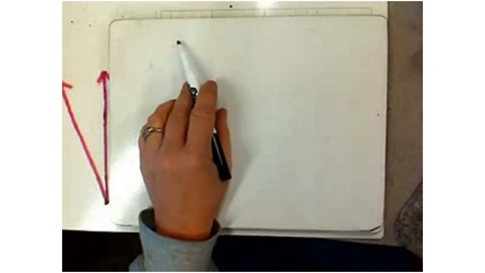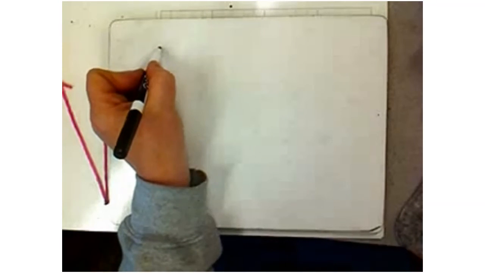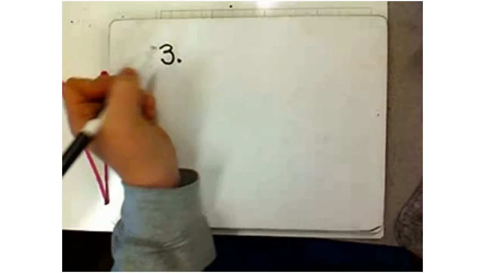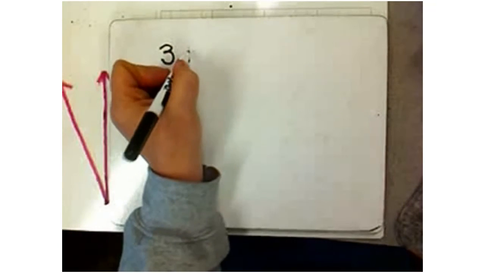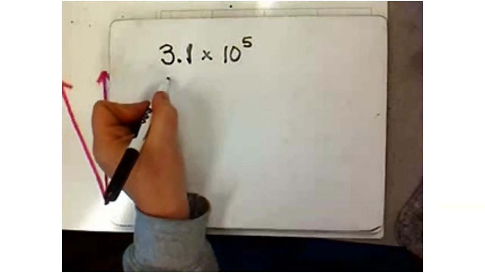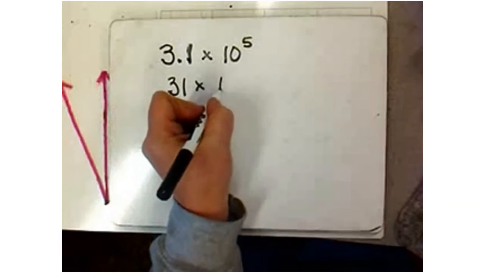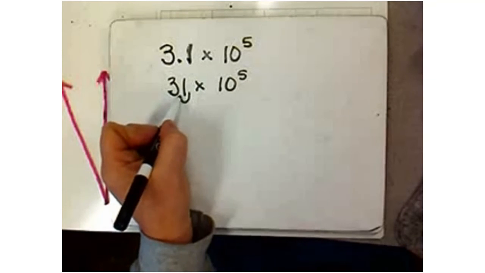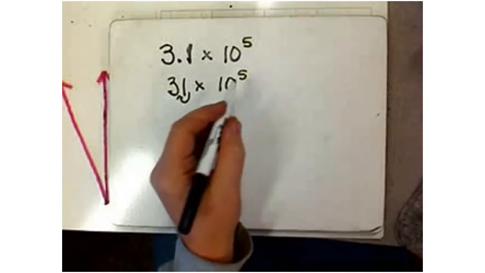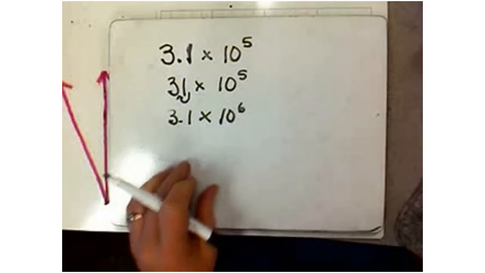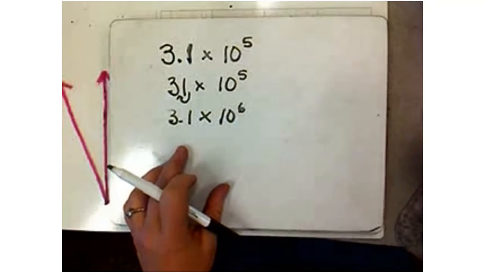You'll need to do scientific notation. Just remember that scientific notation always needs to end up with only one digit in the ones place. So like 3.1 times 10 to the fifth. If you end up with 31 times 10 to the fifth, the decimal needs to move one more place to get it back to 3.1, and you would change your 10 to the fifth to 10 to the sixth. So remember that when you do your scientific notation problems.